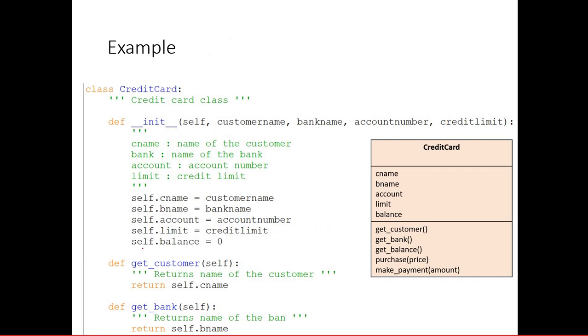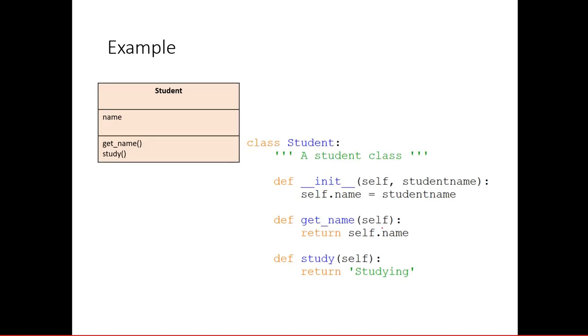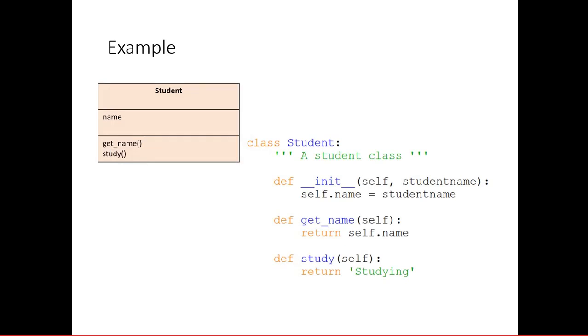Here it will say that the balance is zero, whereas when you're creating, you have to provide customer name, bank name, account number, and the credit limit. Those four values are enough. The balance will always be zero. So I think the best would be you spend some time on implementing this. This is the basis. Now the next one is to implement a class for car. In this particular case, we are using three instances and two methods.